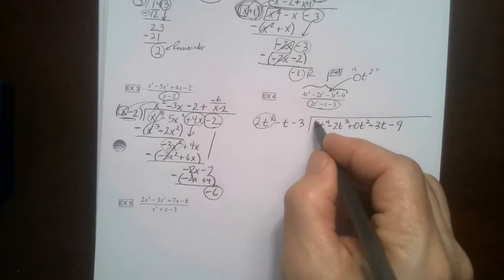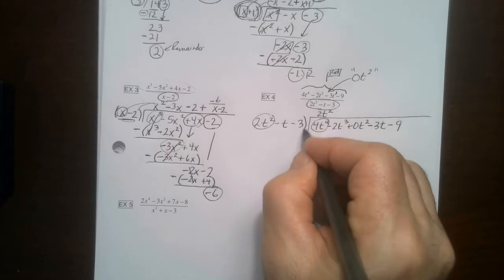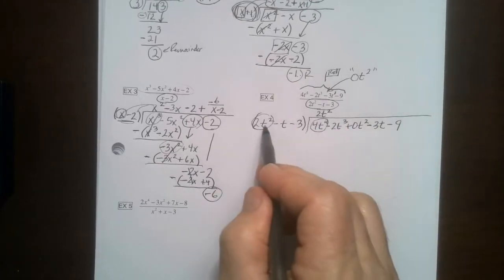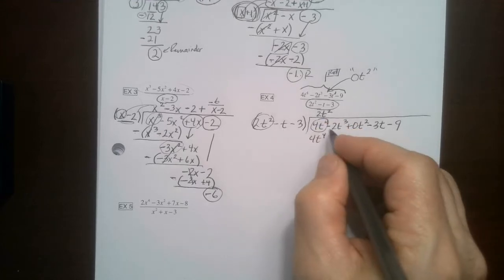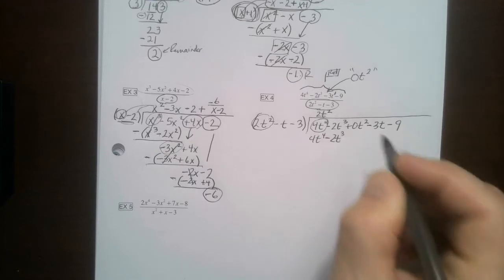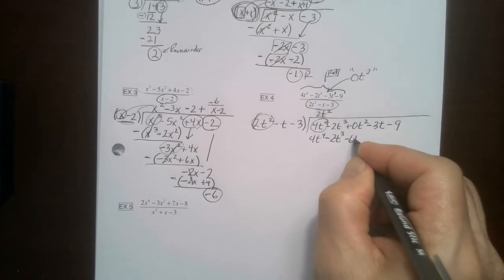What times this gives you this? Well, that'd be 2t squared. But you got to multiply everything by that. So this times this gives me this. 2t squared times negative t is negative 2t cubed. This times this is negative 6t squared.